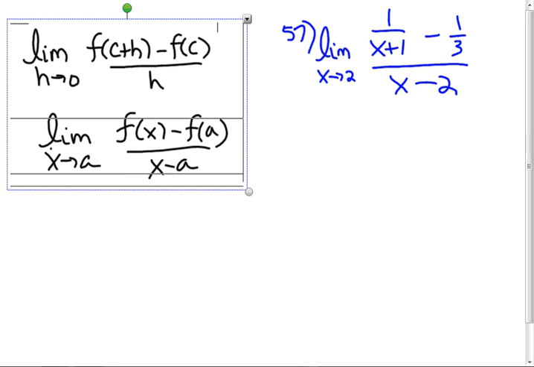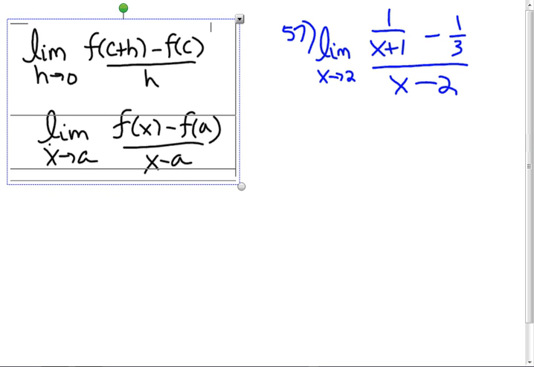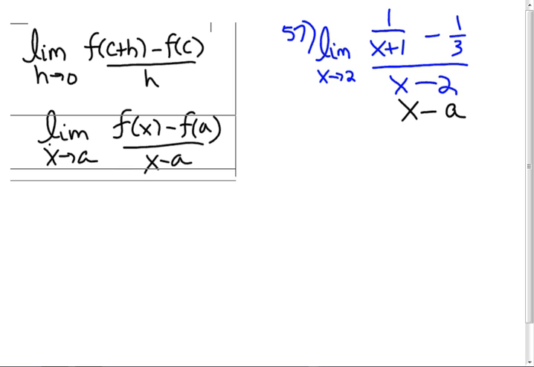Okay, girls? Which form does that look like? First one or the second one? Looks like the second one. So what I'm going to do is write that in. This is x minus a. This is how I do it. And this is f of x, and this is minus f of a. It looks like that, because I don't even have an h in there.